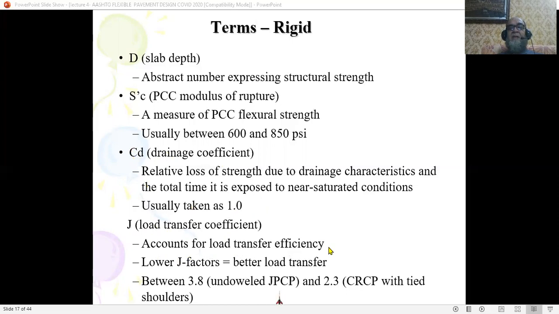Remember, in the first lecture, I said that cement concrete needs dowels to transfer the load across the joints. If you have not provided these, you can take 3.8 for jointed plain concrete pavement, and 2.3 for continuous reinforced concrete pavement with tight shoulders. Tight shoulder means the shoulders are somehow connected with the rigid pavement.